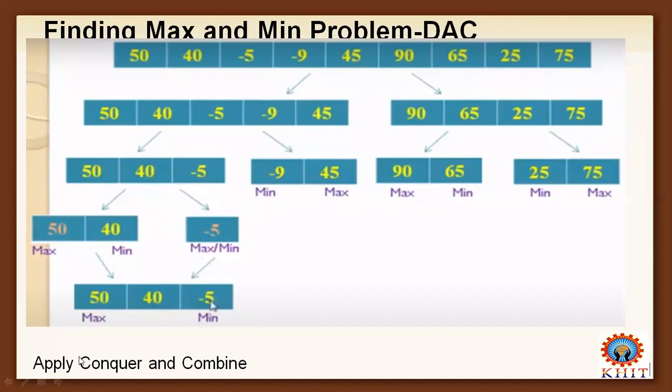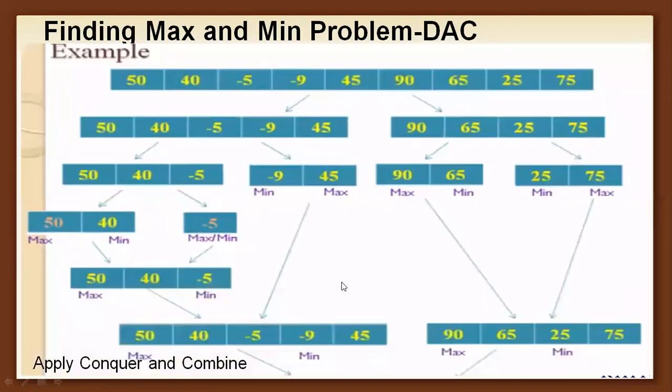And again, we can apply the conquer and combine technique to these two sub-arrays. When we apply the conquer and combine method to these two sub-arrays, the next generated array is like this only. So this array and this subarray, when we combine together, 3 elements plus 2 elements, total 5 elements are to be combined into a single sub-array.